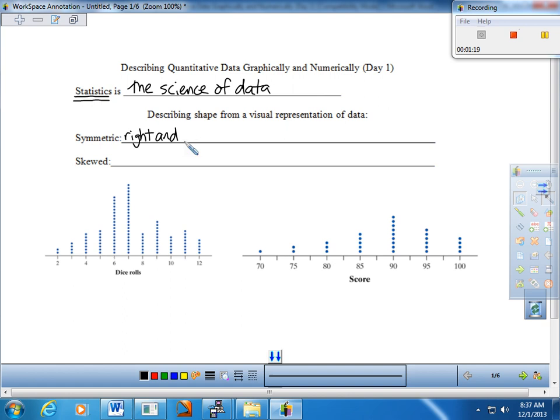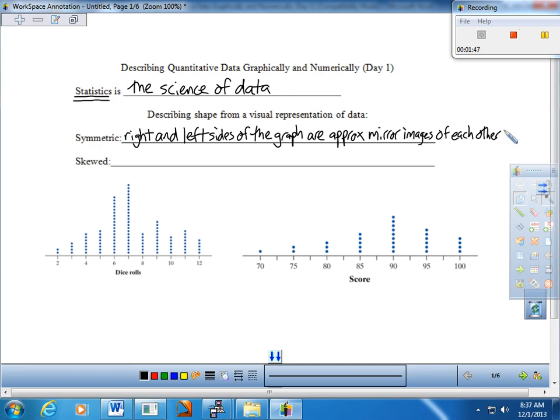So symmetric would be where the right and left sides of the graph are approximately, and again it doesn't have to be precise, but approximately mirror images of each other. So if you can jot that in for me, that would be great. All right, not too bad.